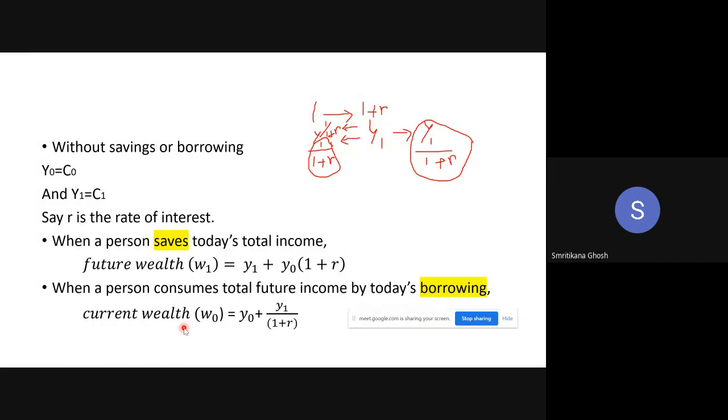So now there is a general question. If no questions are coming from here, I am asking the question to myself. Why am I doing this? Why am I very much interested in future wealth and current wealth? Because I want to draw the budget line. Okay, look at this.